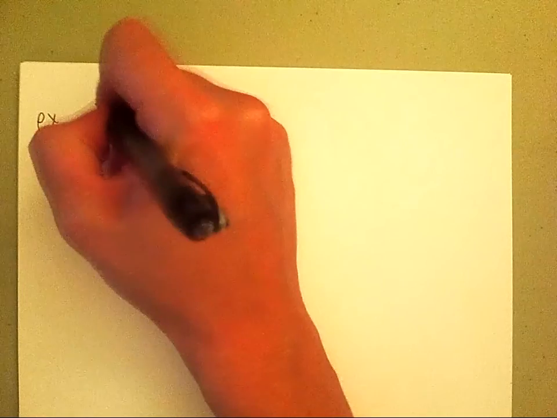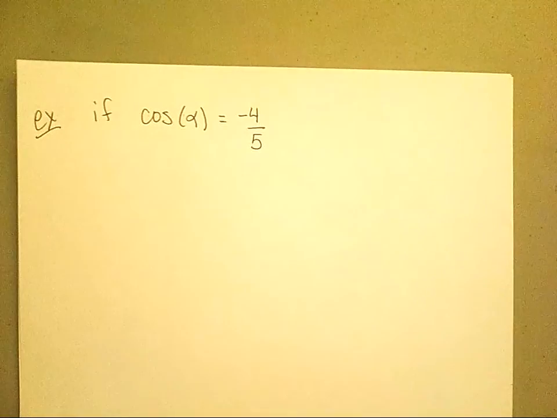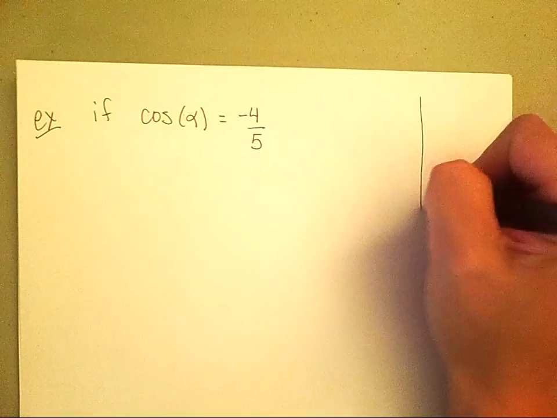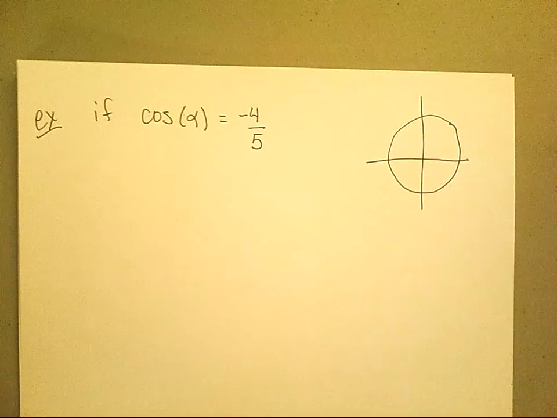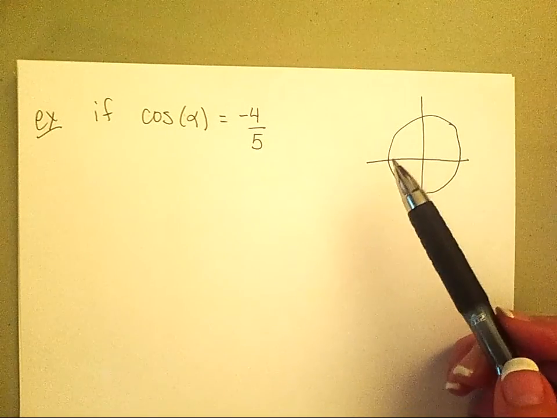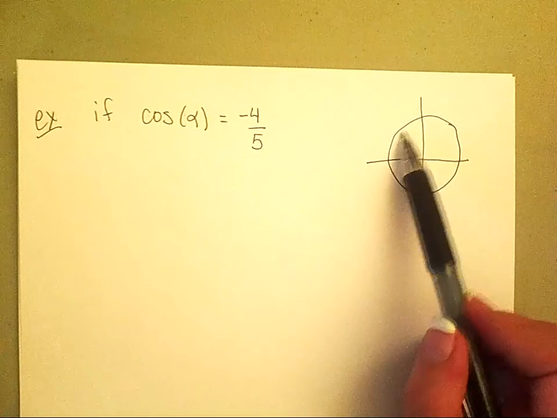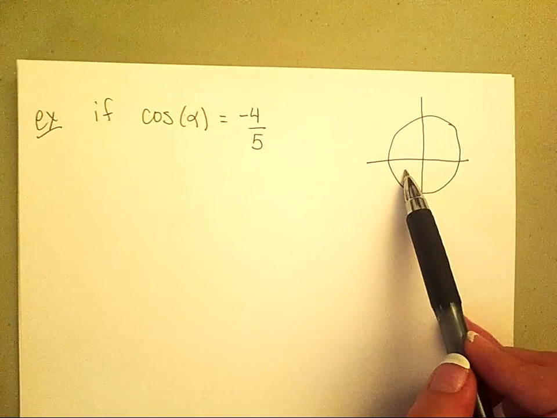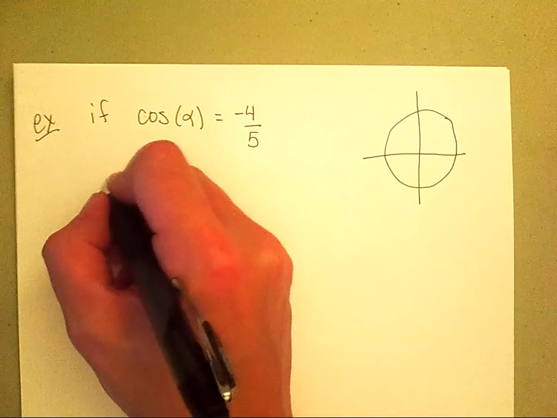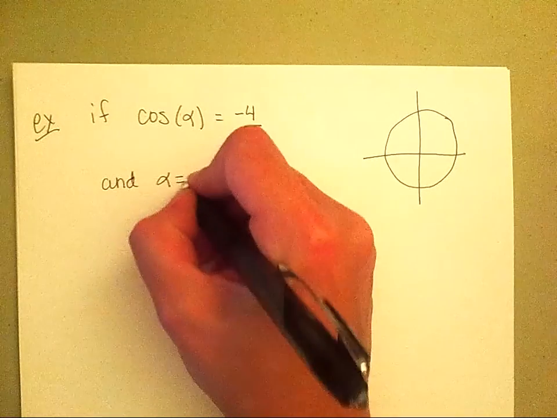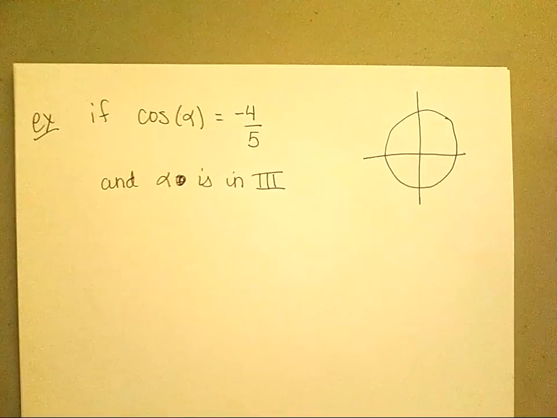So let's say, for example, we have the cosine of alpha is equal to negative 4/5. Now I need more information than just that because I don't know exactly where I'm at. It could be, if the cosine of alpha is negative 4/5, well, all I know is that I'm going negative this direction. I don't know if I'm in quadrant 2 or in quadrant 3. It could be in either place. So in this, you'll need to be told where alpha is. And alpha is in 3.